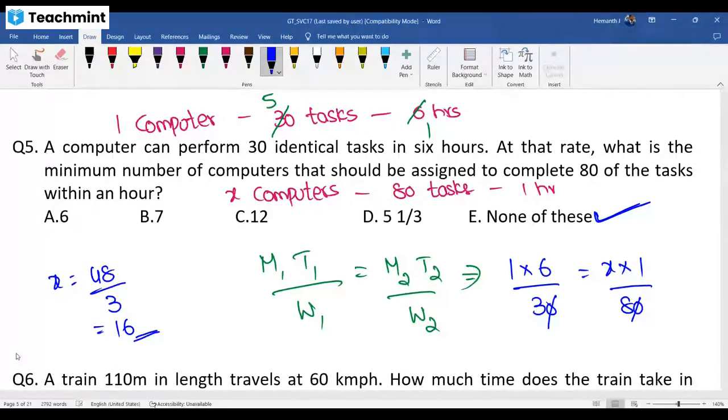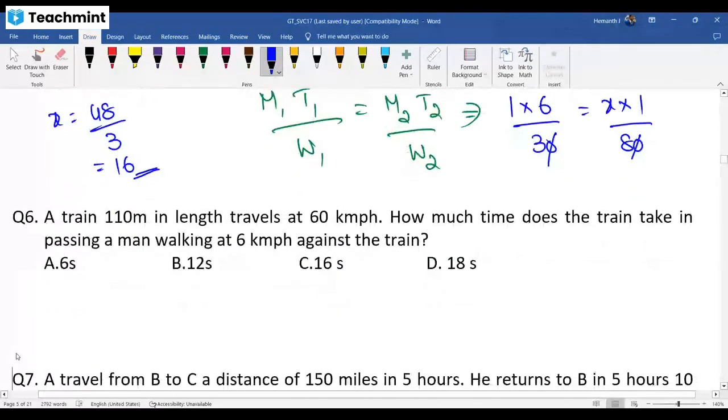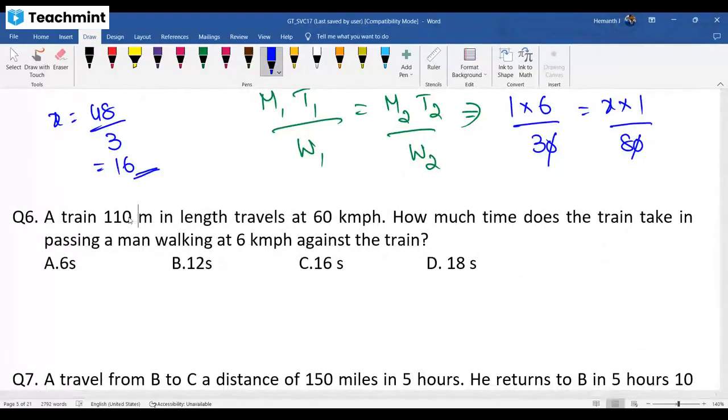See this. This is also a time and work related question. There is a work, we have to complete the task. That's also work. There is a timing. That's what time and work. Now let's see about this time and distance related question, my dear friend.